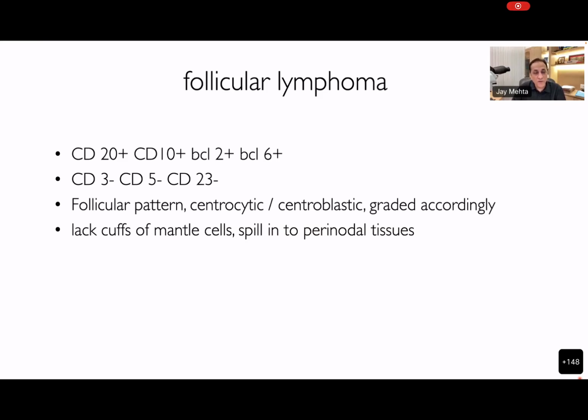They can have a follicular pattern, but they can also have some diffuse pattern. But typically, the diffuse pattern will again consist only of centrocytes. In the follicular pattern, you can get admixtures of centrocytes and centroblasts. Depending on the quantum of the centroblasts, the disease is graded, and I'll come to that. Typically, the lesional follicles lack tufts of mantle cells. They're seen spilling into perinodal adipose tissue.